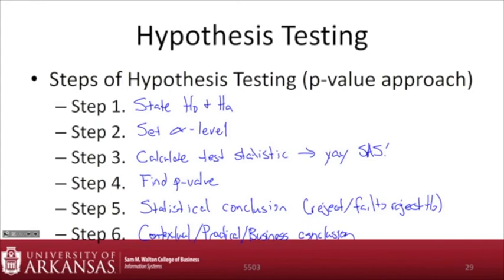You're not going to go back to your boss and say, hey, I rejected my null hypothesis. You're going to go back and say, the difference between these two groups wasn't significant. We're fine. Or our product is way better than the other product. It's better than the national average. And those are your 6 steps. They're more technical in the book, but this is the big picture.